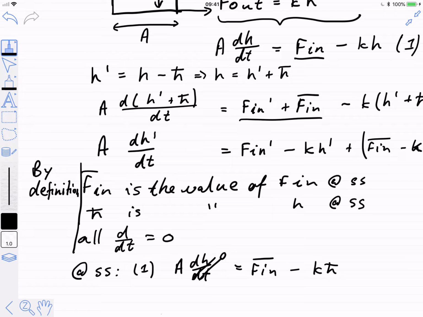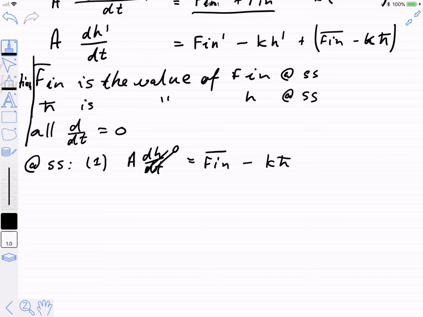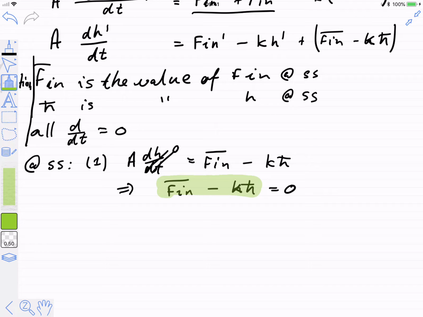And we have these nomenclature definitions that I add in as well. Okay, so at steady state, we now know that upon a little bit of simplification, that means that f in bar minus kh bar is equal to 0. That this whole group here is the same as this whole group there.